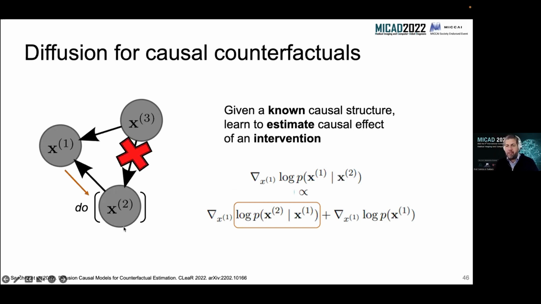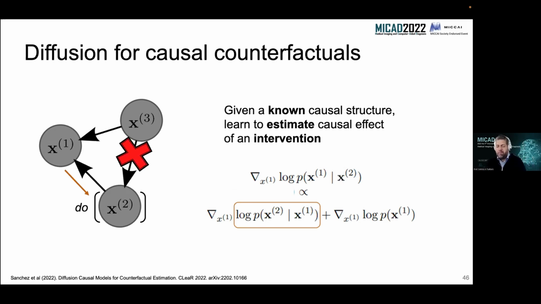And the paper has full details. It was published in the CLeaR conference on causal learning and representation. But the main gist here is that we look at the score of the log conditional probabilities as a way to do it. But this work relies on knowing the causal diagram.